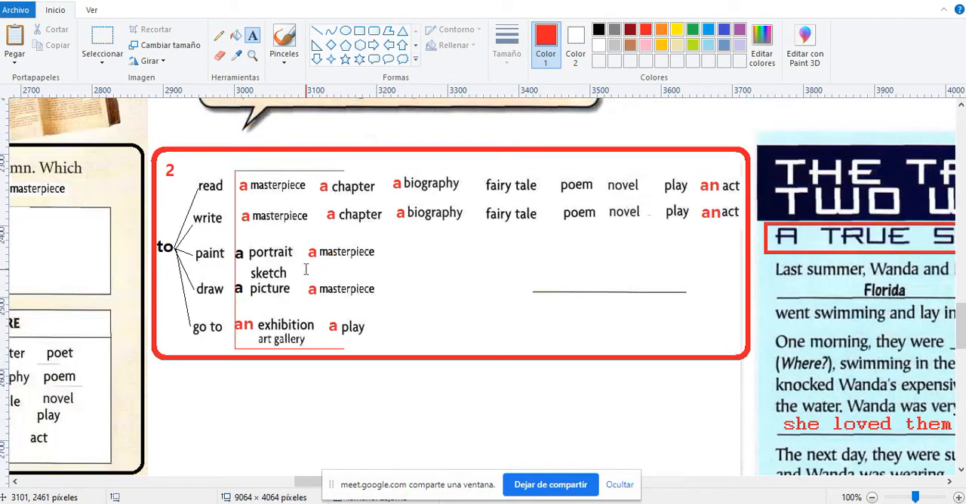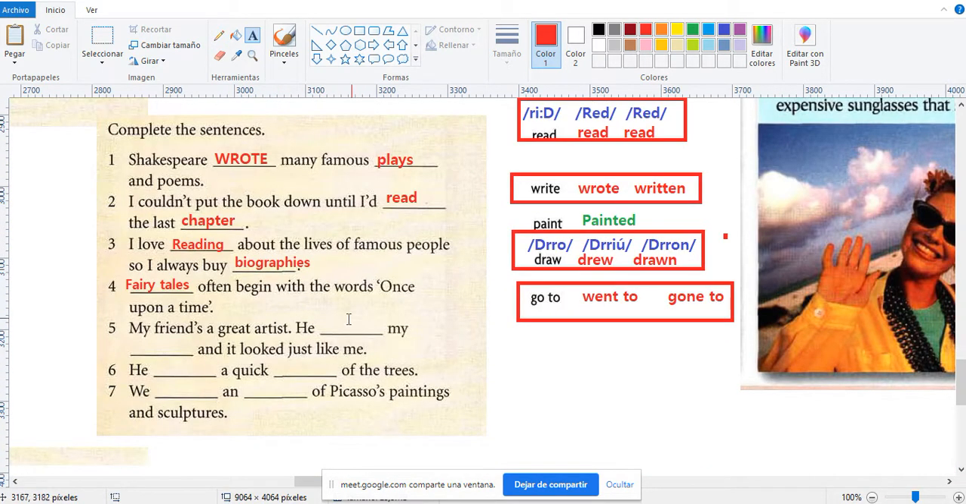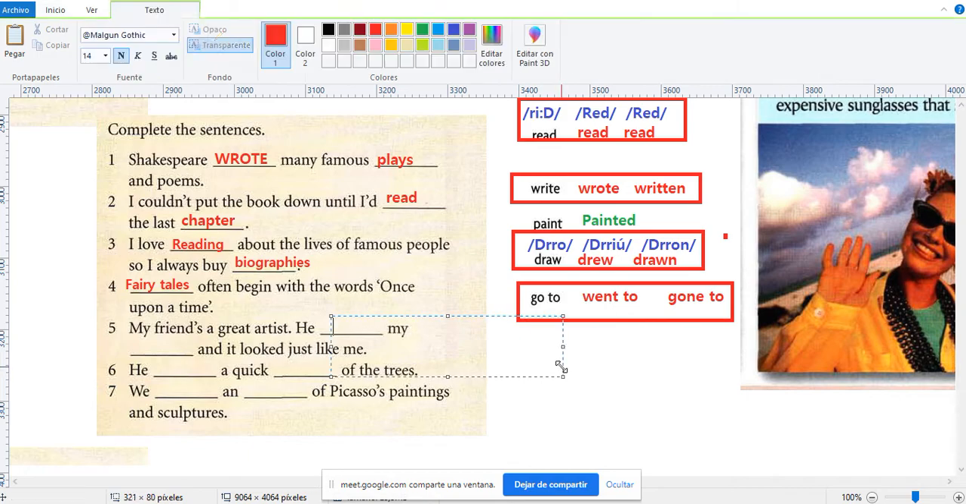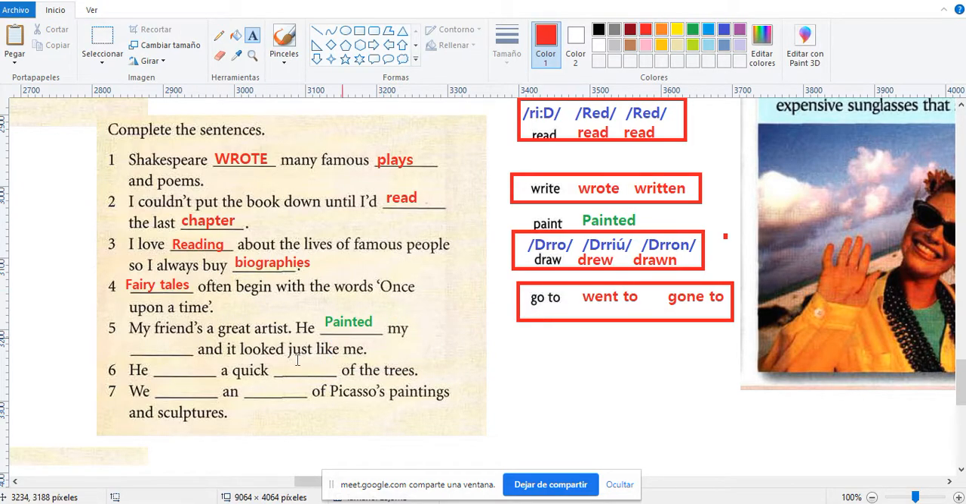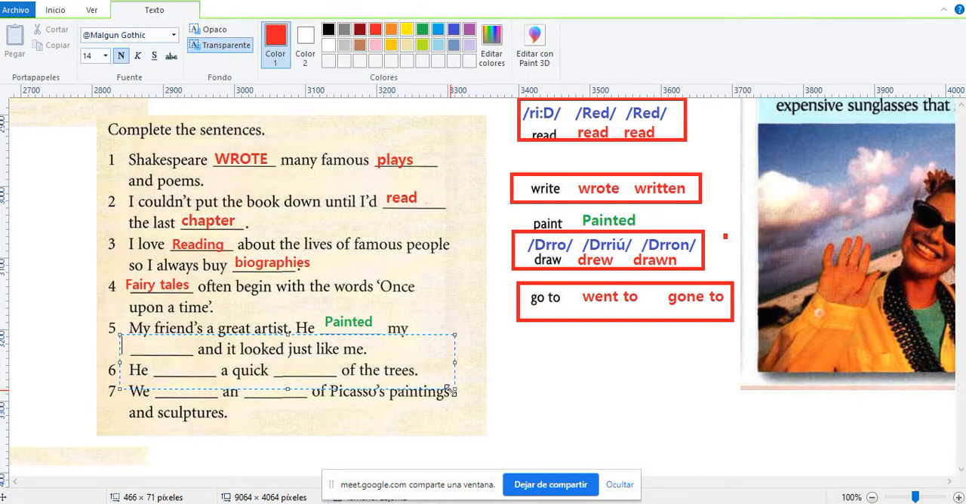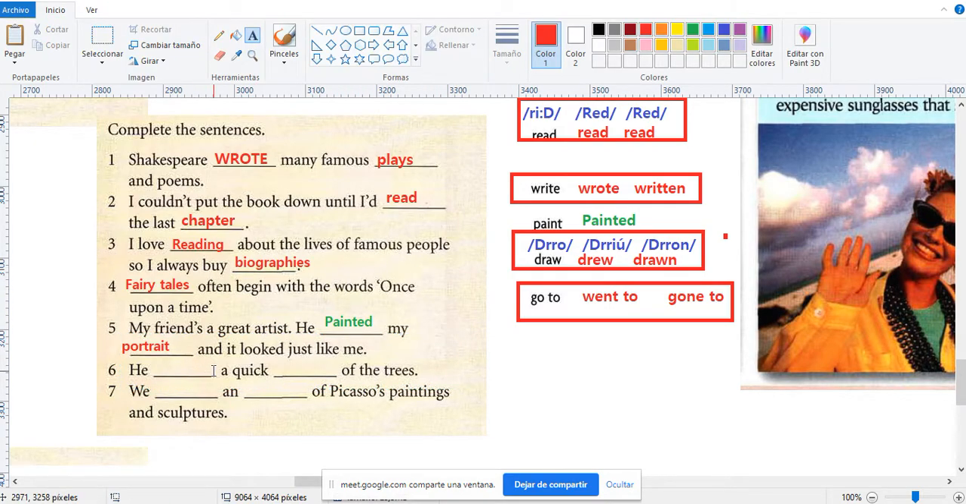Tenemos tres opciones porque es pintó o dibujó. Portrait, sketch o picture. Yo creo que pintó un retrato. He painted my portrait. Él pintó, podría ser, o él dibujó mi retrato. Cualquiera de los dos me sirve. Pero yo creo que es painted, porque el retrato, ¿se acuerdan?, es algo relacionado con la pintura. My portrait. Mi retrato. And it looked just like me. Y lucía justo como yo.